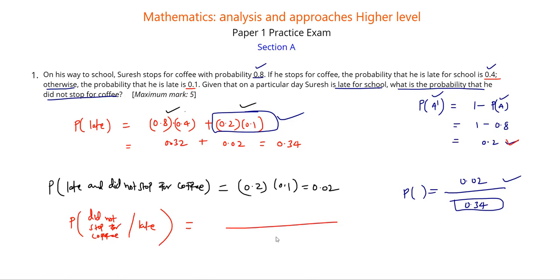In the denominator, total probability, which is 0.34. In the numerator, we get the required probability, which in this case is 0.02. This simplifies to 2 upon 34, which in turn can be written as 1 upon 17. That is the final answer.